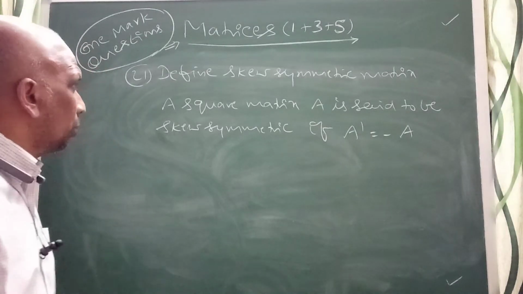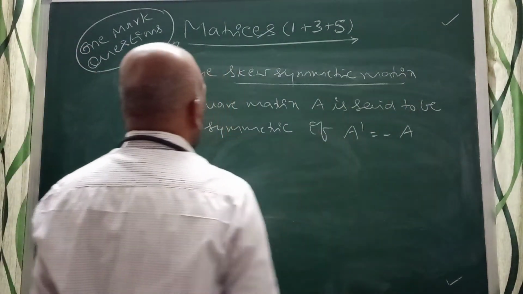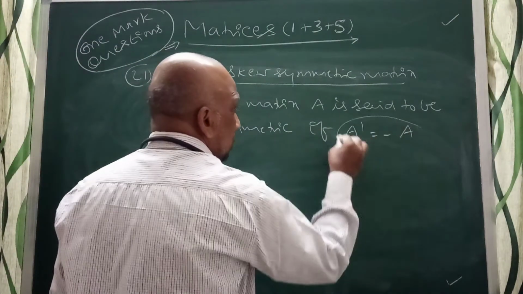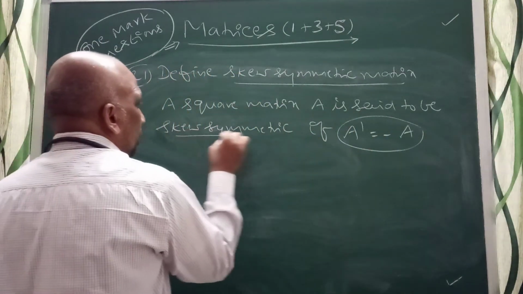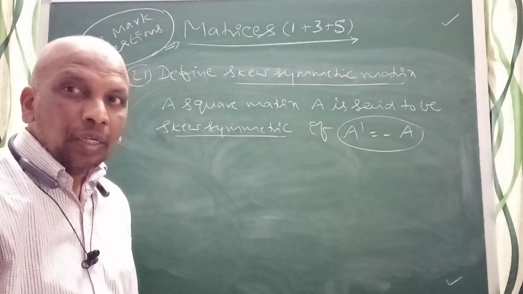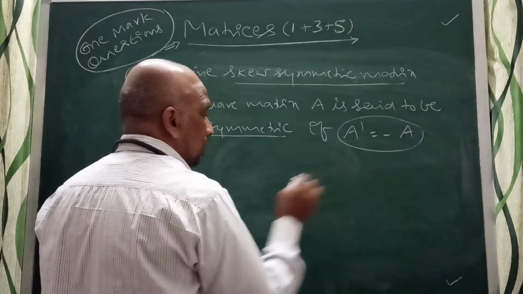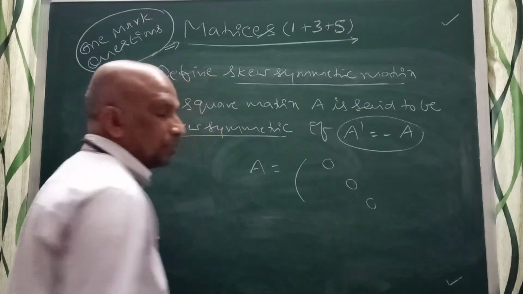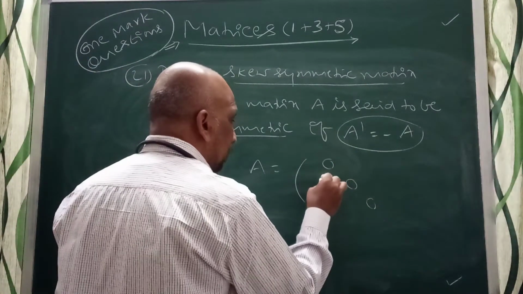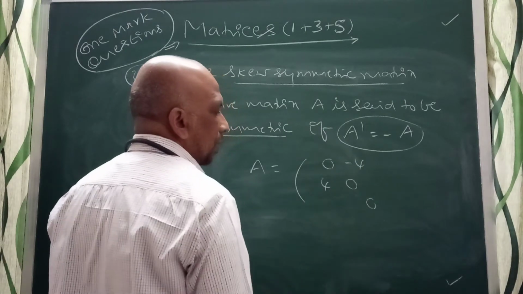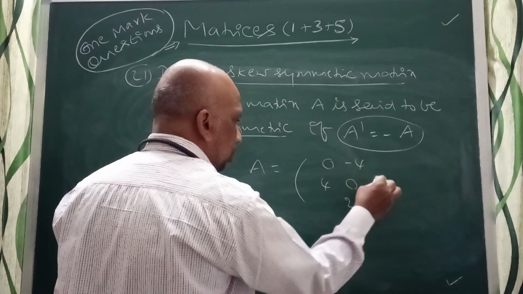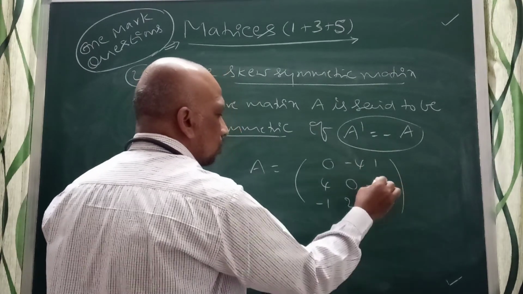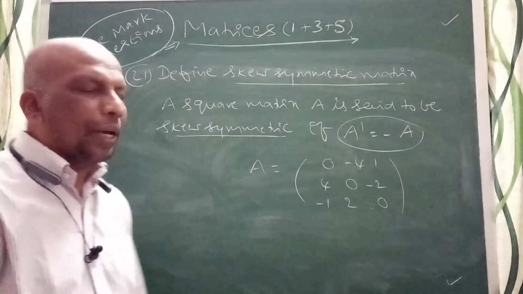Now when they are talking about skew symmetric, define skew symmetric matrix. A square matrix A is said to be skew symmetric if A transpose is equal to minus A. If A transpose is minus A, then the matrix is said to be skew symmetric. For the example, the principal diagonal should be zeros only. If it is 4, this will be minus 4. If it is 2 here, this will be minus 2. If it is minus 1, this will be 1. So this is known as a skew symmetric matrix.